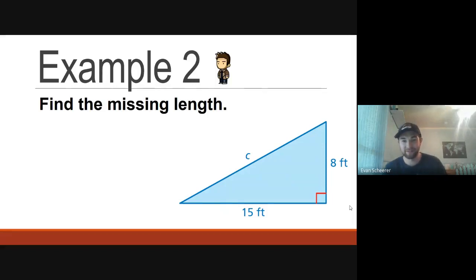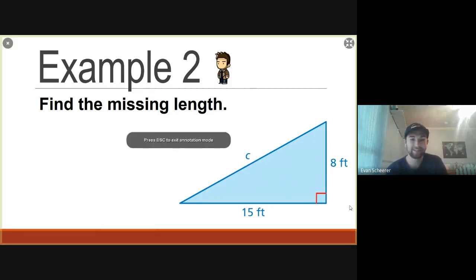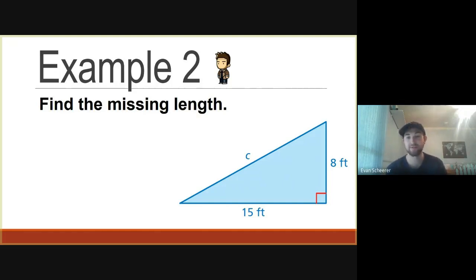8 by 15 by C. So what we're going to do here, we're going to label our A and our B. A and B, guys, doesn't matter. It does not matter if 15 is A or 15 is B. It doesn't matter if 8 is A or 8 is B. It does not matter. So I'm just going to put A as 15, and then B is 8.